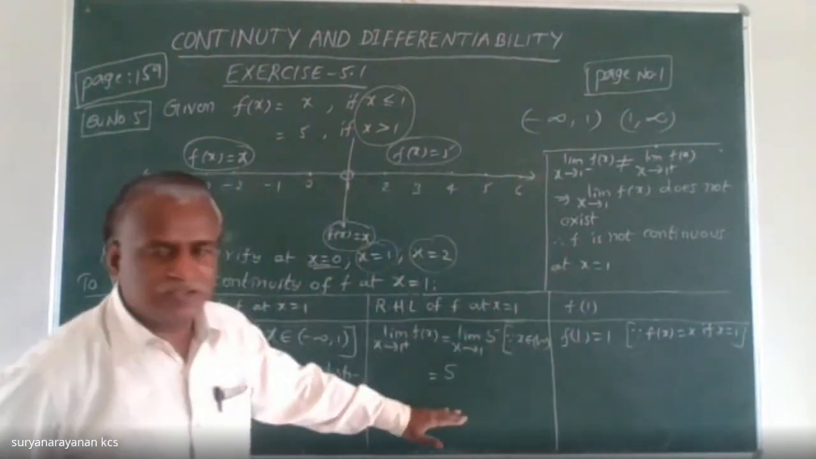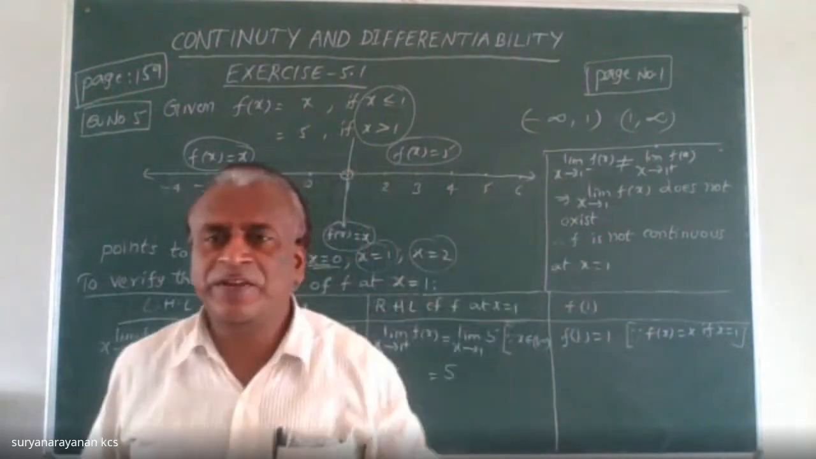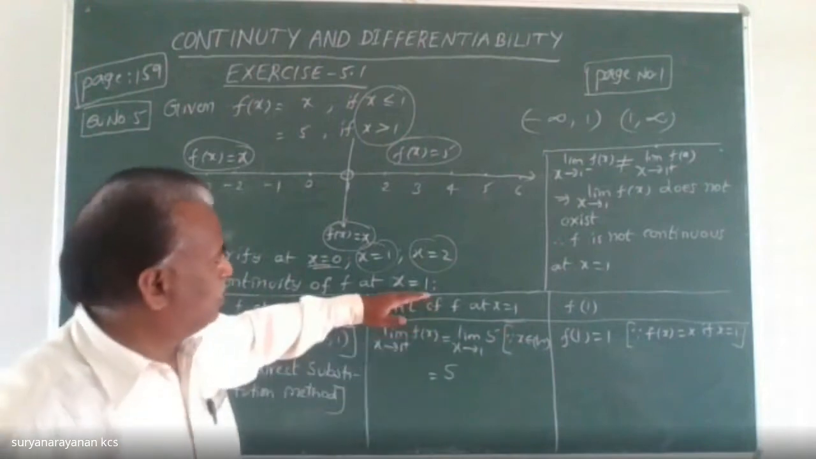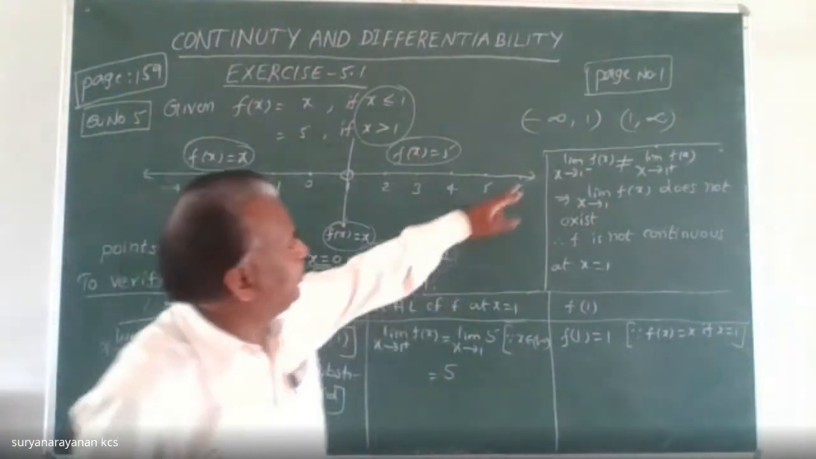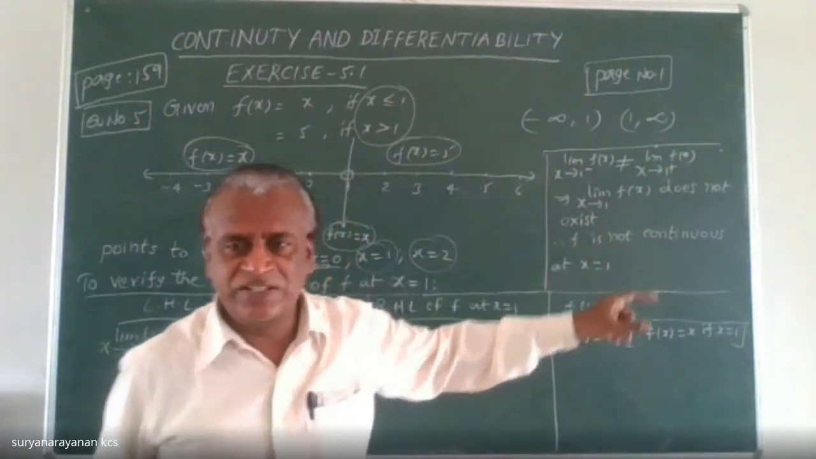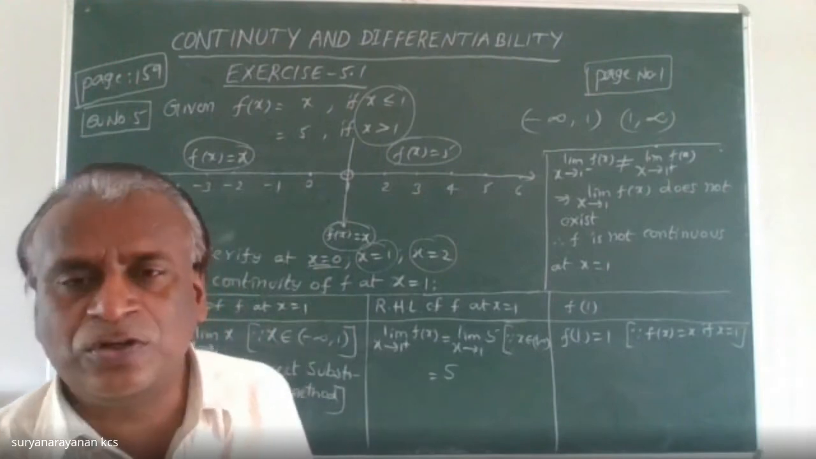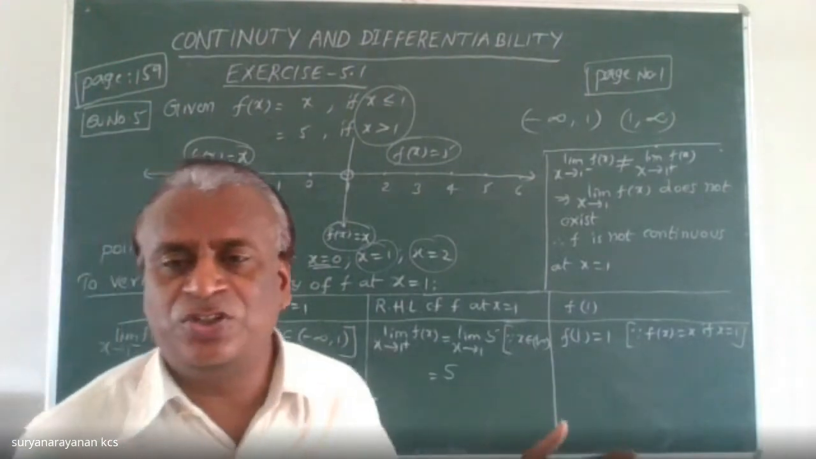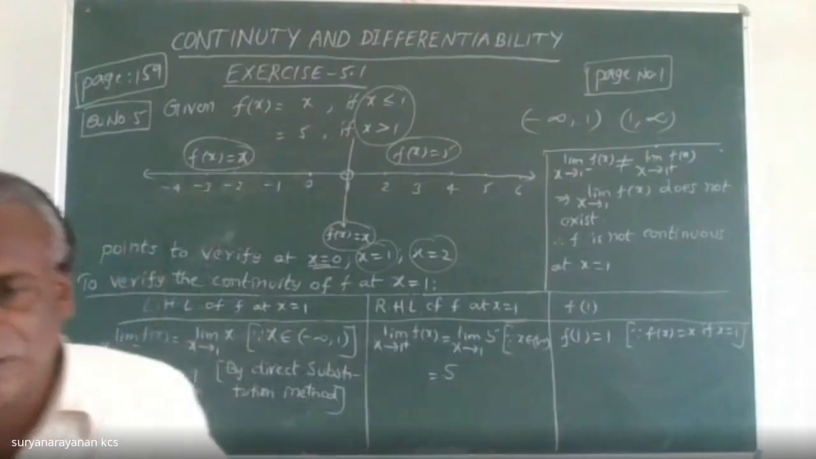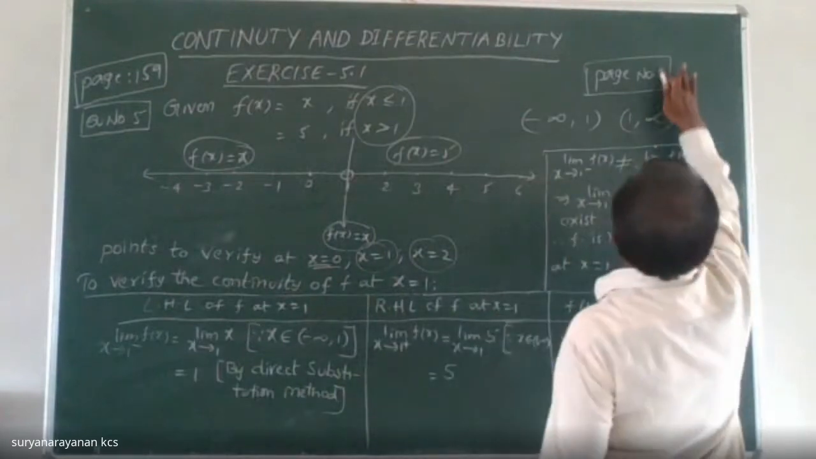After this box, write this part. When you are preparing your classwork notes, after this table, write these 4 lines. Okay, understood this part? At x is equal to 1, whether a function is continuous or not. Yes, sir. Okay, now take the screenshot of this page number 2.